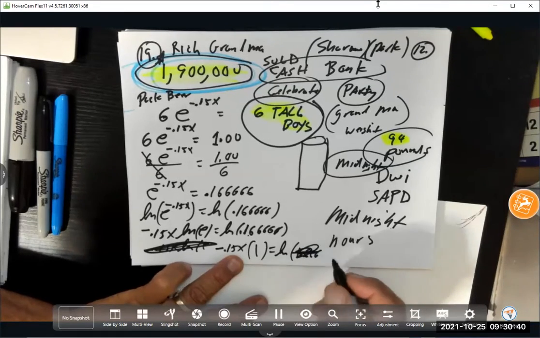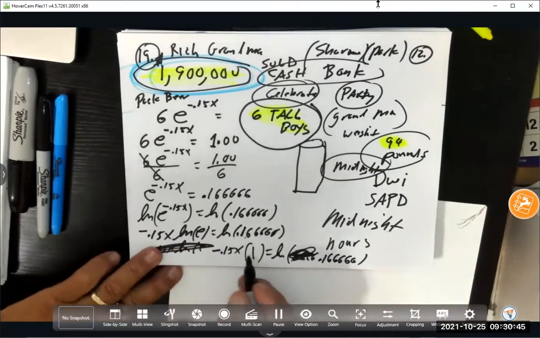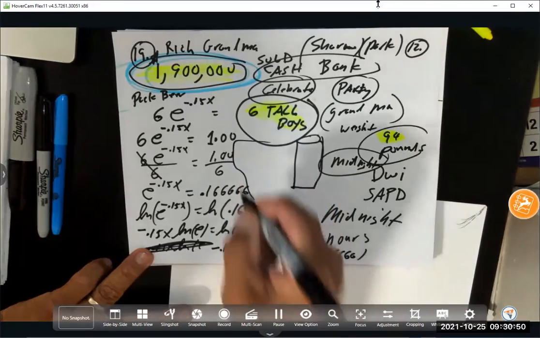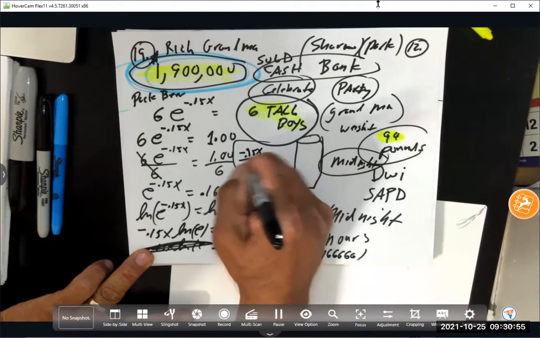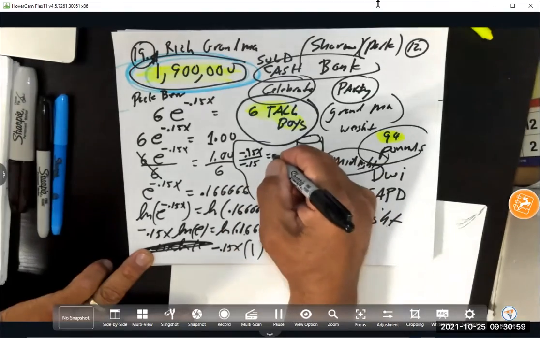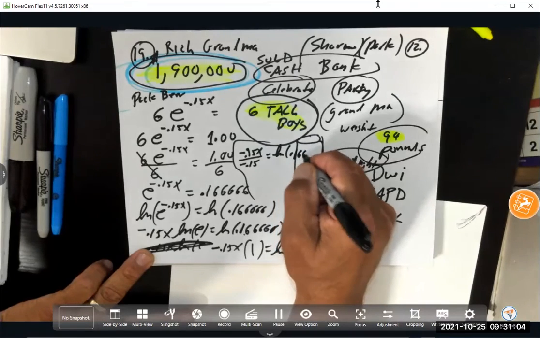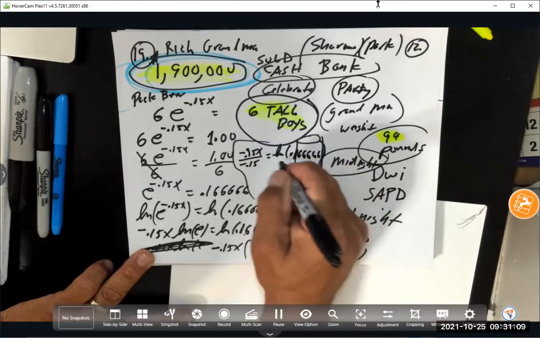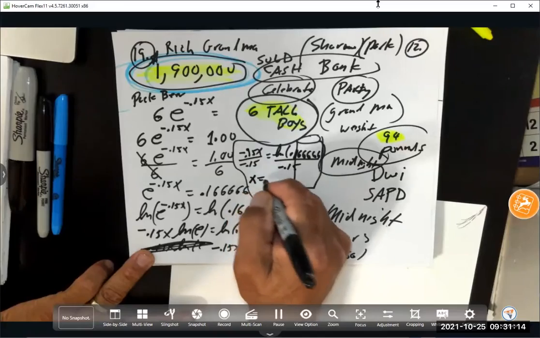So this is going to be 0.166. There it is. Okay, so now 1 times that, just that number. Now we've got to do that division stuff. Ready? So negative 0.15x, divide this by negative 0.15, and ln of that long number, 0.16666, that number right there, divided by negative 0.15 is going to give me this answer right here.